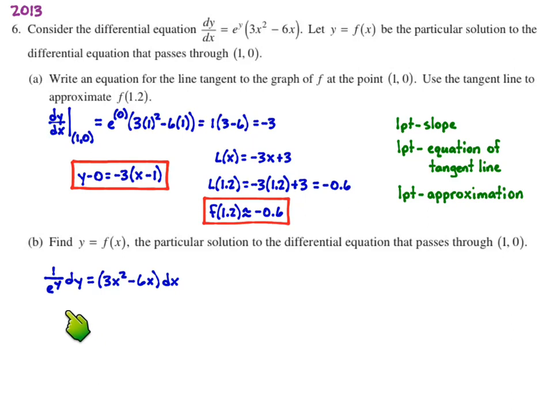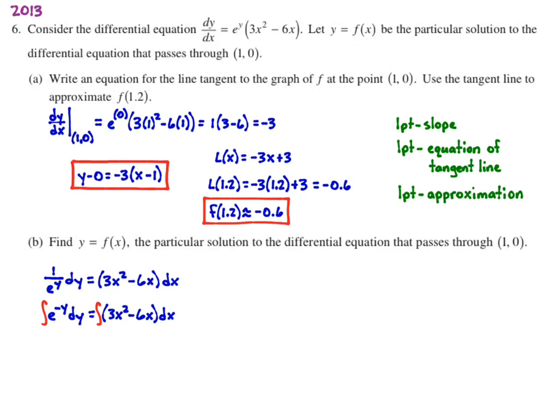Now, if we go to integrate, some students might think, oh, it's 1 over something, so it must be natural log. No, remember, if the antiderivative is going to be natural log, then it's going to be 1 over something to the first power, not something to the second power, and definitely not something to the y power. So how could we rewrite this before we take the antiderivative? Well, we would write that as a negative exponent. So we'd write that as e to the negative y dy. Then we'll go ahead and integrate both sides.